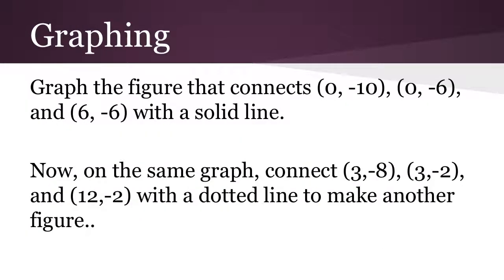So let's try again. I want you to graph the figure that connects these three ordered pairs, (0, -10), (0, -6), and (6, -6) with a solid line. And then on the same piece of graph paper, I would like you to draw a second figure that connects the ordered pairs (3, -8), (3, -2), and (12, -2) with a dotted line. So you will have to pause me while you're working on that. Come back when you're ready to check.